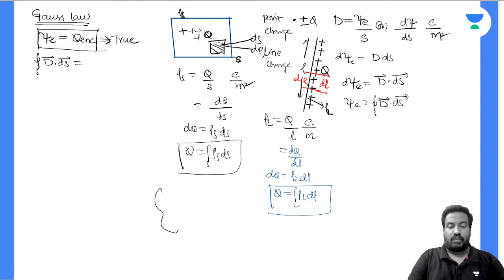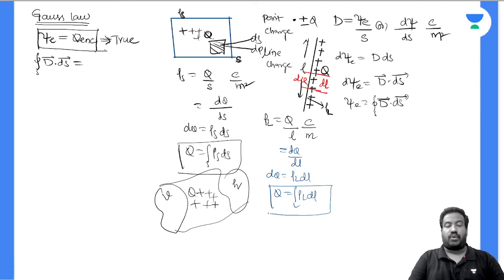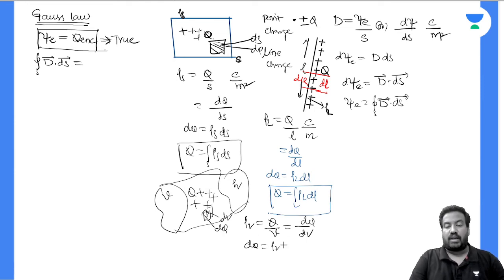Similarly, when you consider a volume V carrying uniform volume charge density rho V, carrying total charge q, then this volume is supposed to have volume charge density. It's total charge by total volume. If you take a small volume dV, charge associated is dq. Therefore, dq is equal to rho V dV. Q is volume integral of rho V dV.